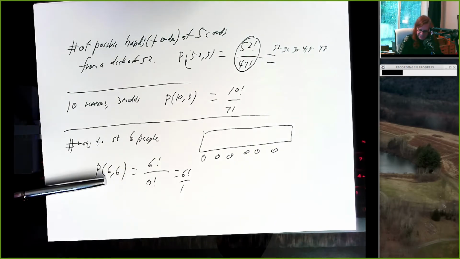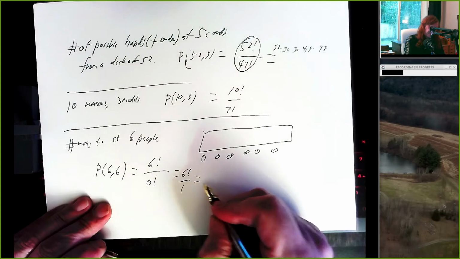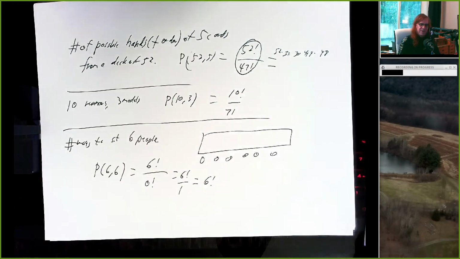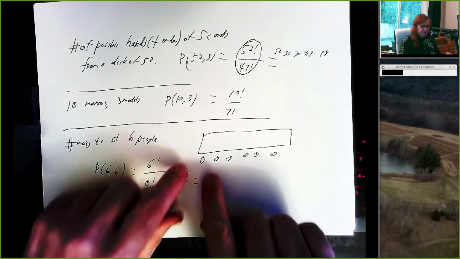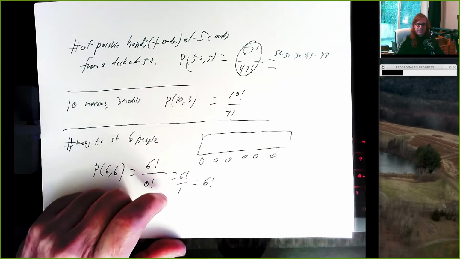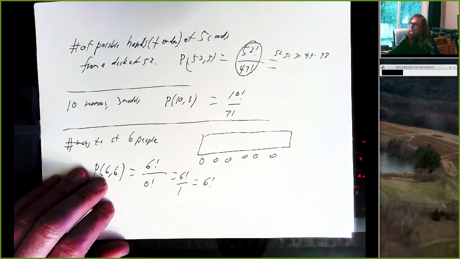That's just one of those things. 0 factorial is equal to 1, just like 10 to the 0 is equal to 1, even though you're not multiplying it by anything. So the number of ways you can arrange 6 people out of 6 is just 6 factorial, so 720. Again, you can think of it as a product rule. First person can sit in 6 places, second person could sit in 5, third could sit in 4, and so on. 6 times 5 times 4 times 3 times 2 times 1.